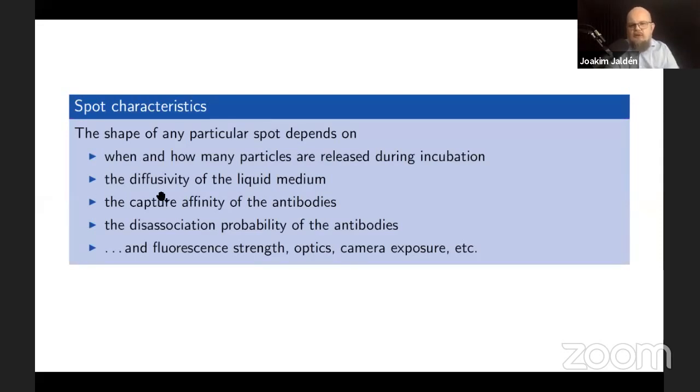And then there are a number of factors which on a global scale affect the spot shape. So the diffusivity of the liquid medium, for instance, the capture affinity of the antibodies, so how good are the antibodies at capturing a cytokine and holding on to it. The opposite of that is the dissociation probability. So how likely is it that a cytokine, once captured by an antibody, breaks free and starts moving in diffusion again. And then, of course, for the imaging pathway, the strength of the fluorescence, the optics of the camera, and the exposure time and things like that also affect the image that you actually get, right? But the first couple of reasons are the things which actually change the density on the membrane.